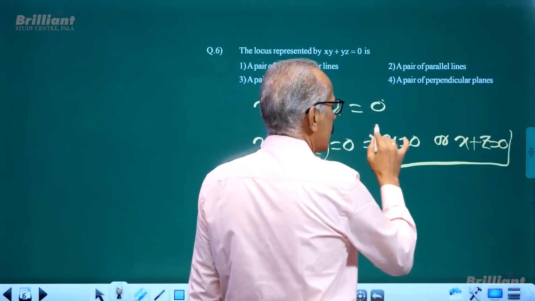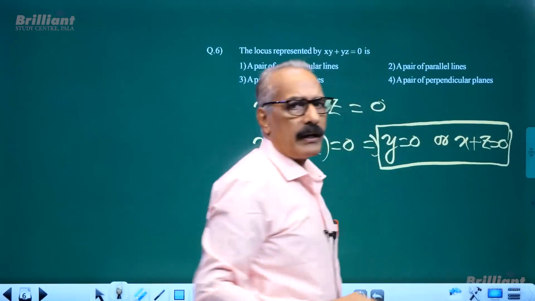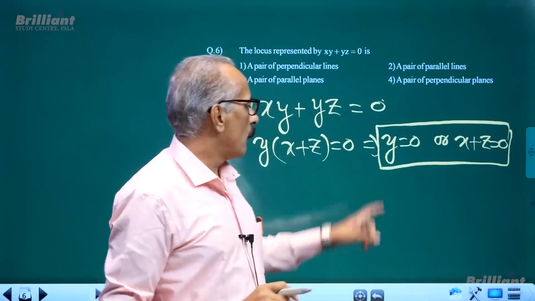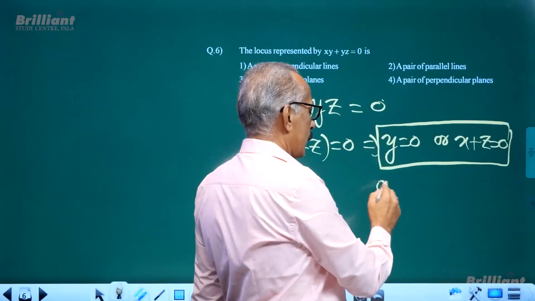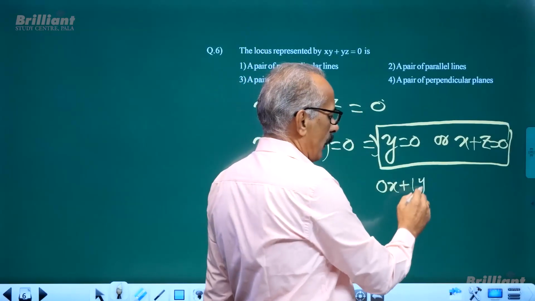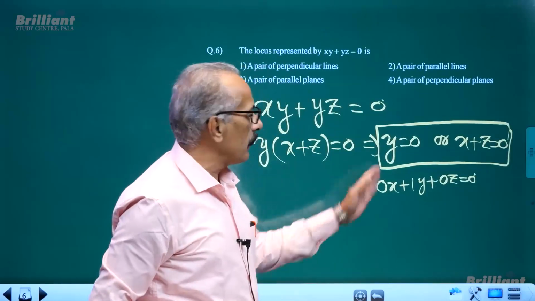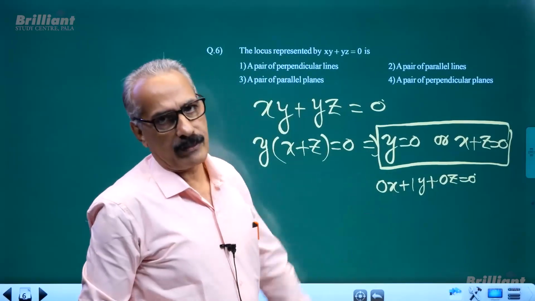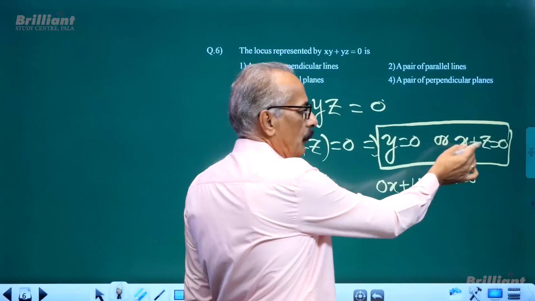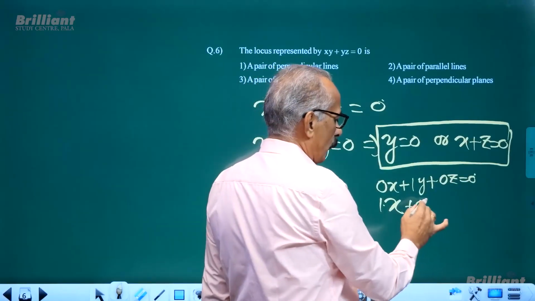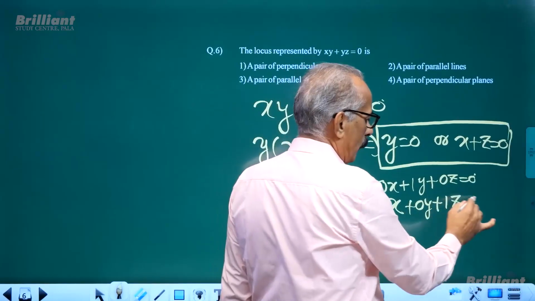Now, a first degree equation in x, y and z in 3D will represent a plane. So y equal to 0 is actually 0x plus 1y plus 0z equal to 0. This is a plane. Which plane is this? It is the xz coordinate plane. Now, how do you write x plus z? 1x plus 0y plus 1z equal to 0.